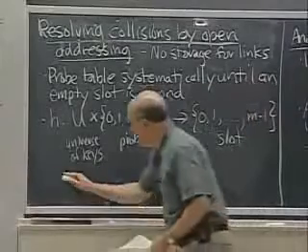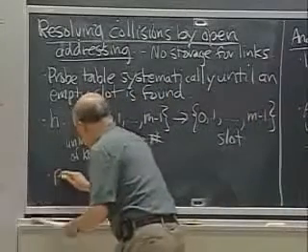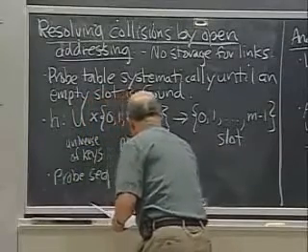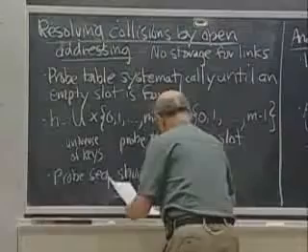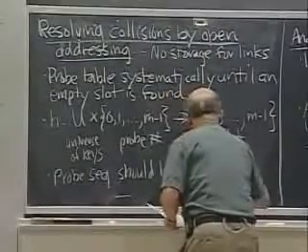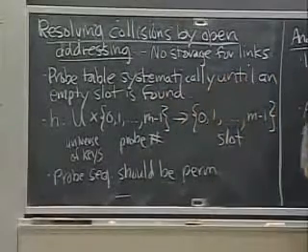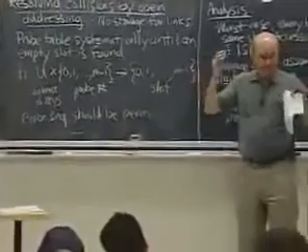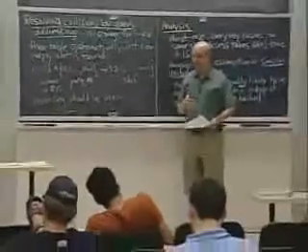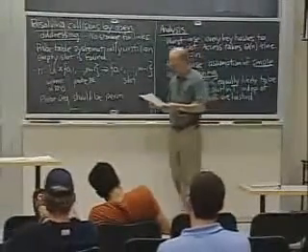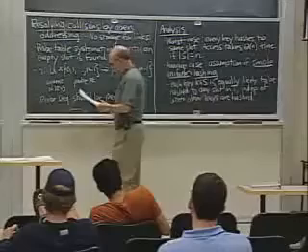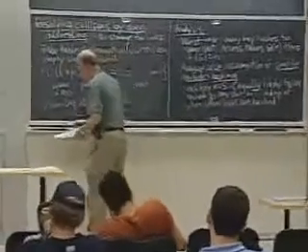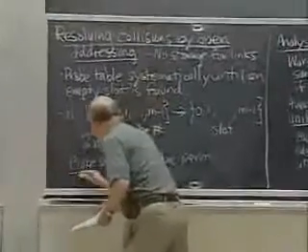As I mentioned, the probe sequence should be a permutation. In other words, it should just be the numbers from 0 to m-1 in some fairly random order, just rearranged. And the other thing about open addressing, which you don't have to worry about in chaining, is that the table may actually fill up.